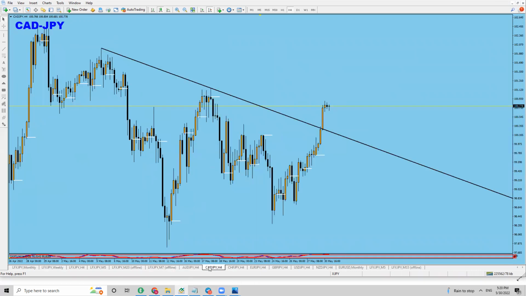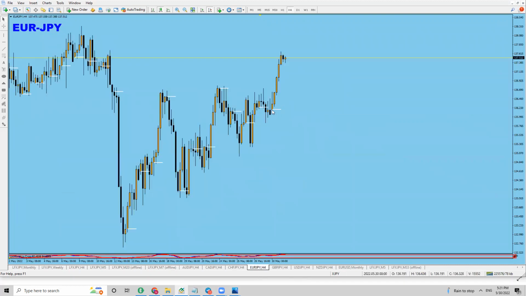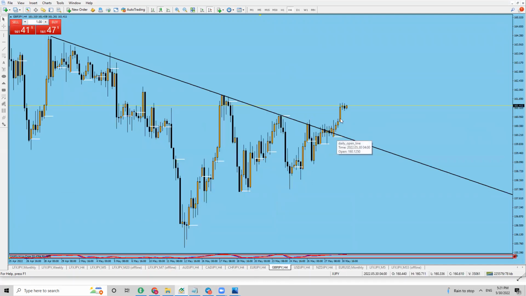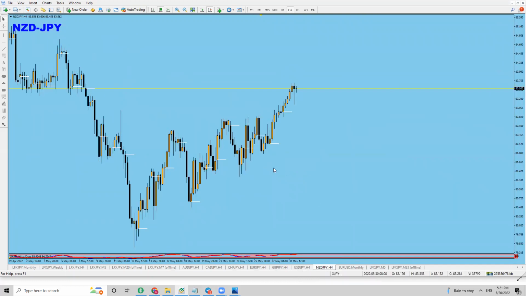Okay, as I said, CAD yen, this is where it started the Monday, and it went up so far as of now, 5:40 p.m. Eastern time. Excuse me. Franc yen, they started here, went up. Euro yen, May 30 started from here, went up. Pound yen started here, went up. USD yen started with this blue golden candle. It came down a little bit and then it went up. And New Zealand yen, May 30th with this candle went up.